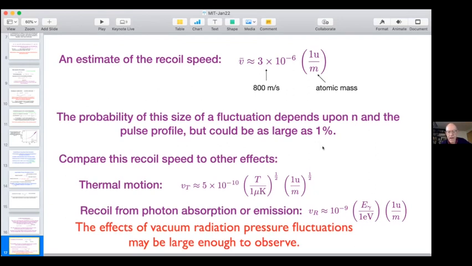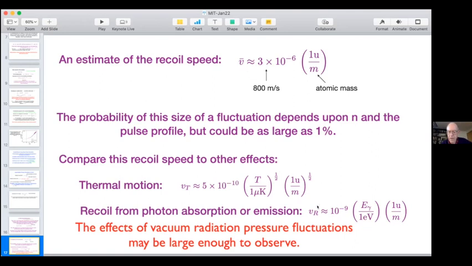Of course, the other thing we have to compare this to are competing effects. There's also thermal motion, which could hide the recoil speed. And of course, the way you suppress thermal motion is to go to low temperatures. So you can see if you cool down to sufficiently low temperatures, then the thermal motion can be very small compared to the expected recoil velocity.